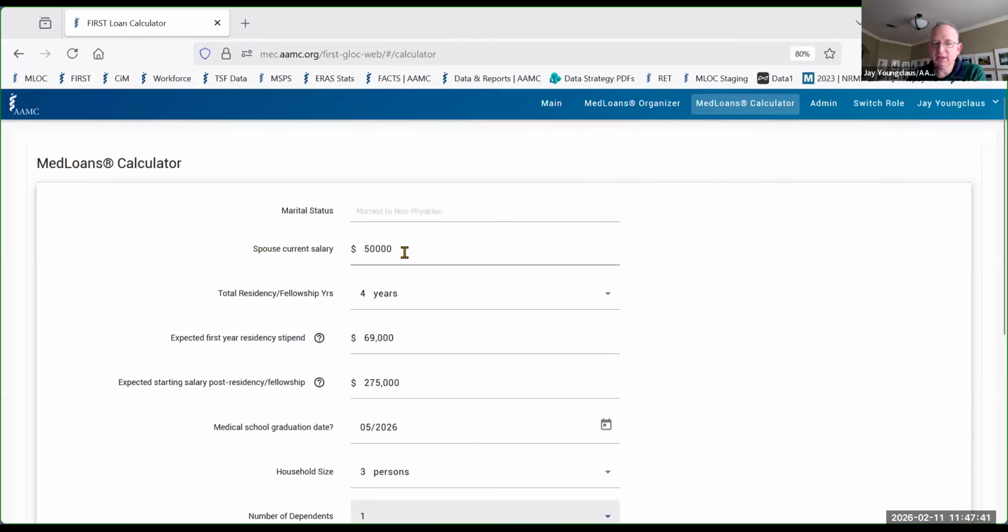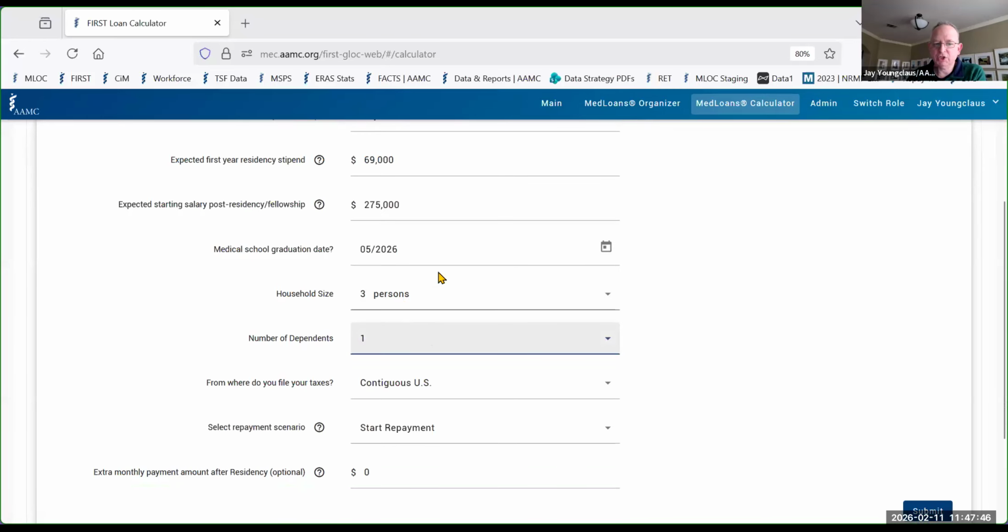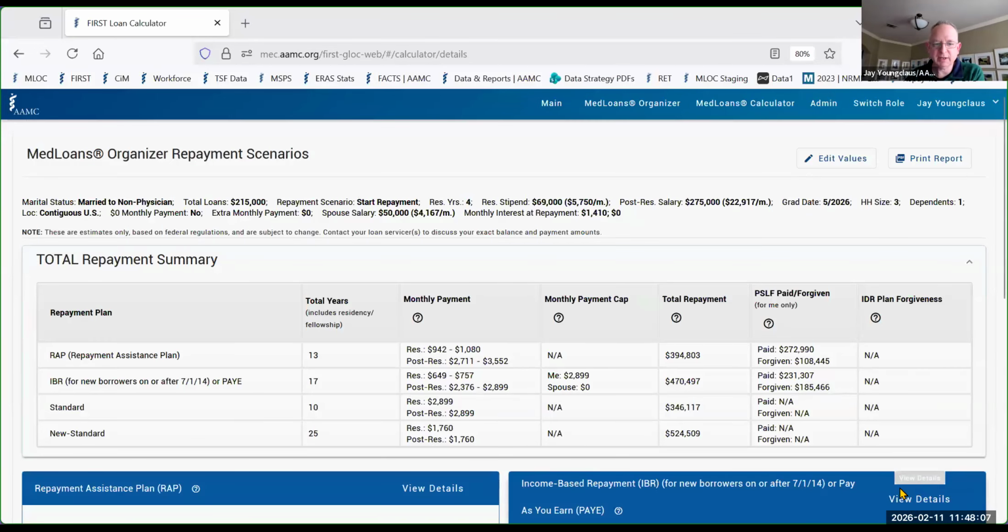So all I've done here: changed the status in the organizer, put in the salary, and made sure the household size aligns with the personalized scenario. And this is where Jonathan's point comes in, that your details aren't going to look the same as your classmates, even if you're both pursuing the same residency pathway or same specialty, because all of these details can be different. Human beings are complicated, scenarios are complicated.